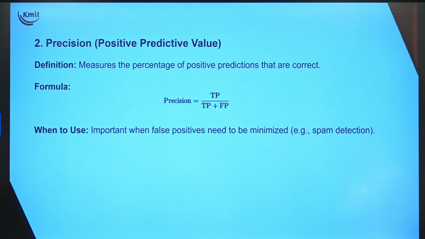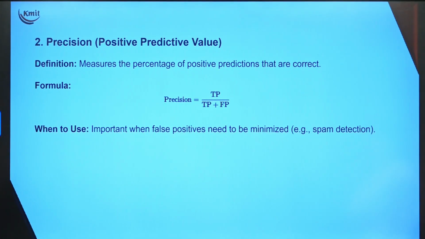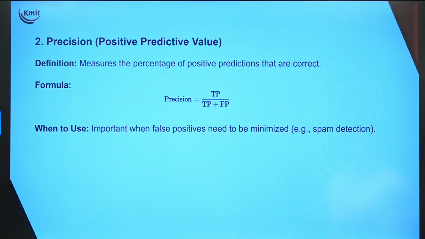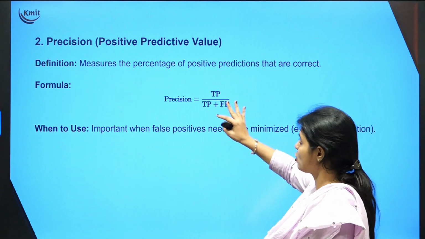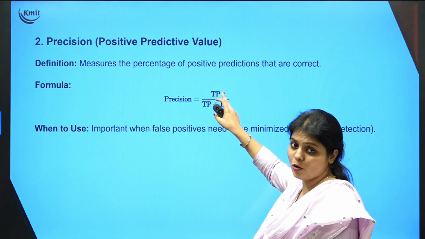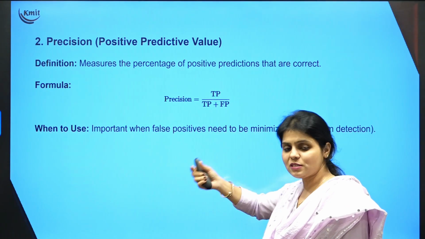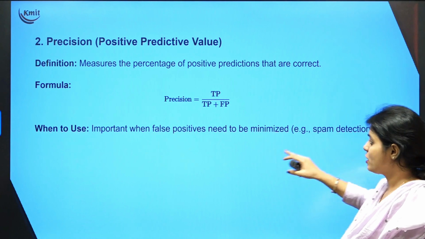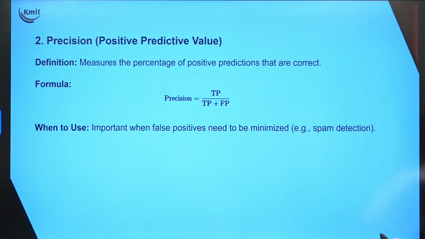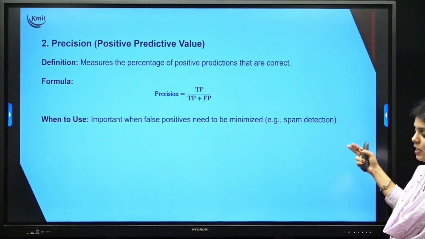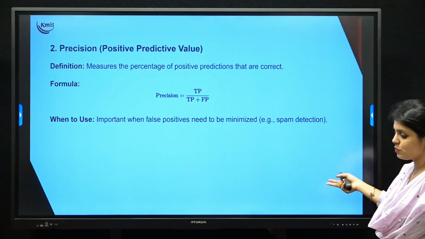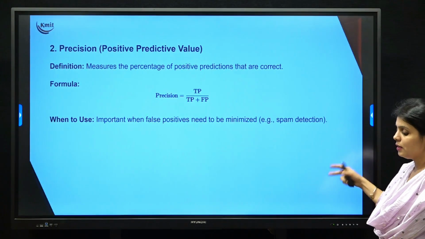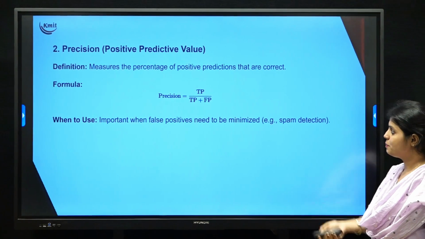Now, precision is nothing but the positive predictive value. It measures how many of the positive predictions are correct, with respect to false positives. Precision is all about all predicted positives: TP divided by true positives plus false positives. So it is important when false positives need to be minimized, for example in spam detection. When I don't want false positives in the prediction, we will use precision.